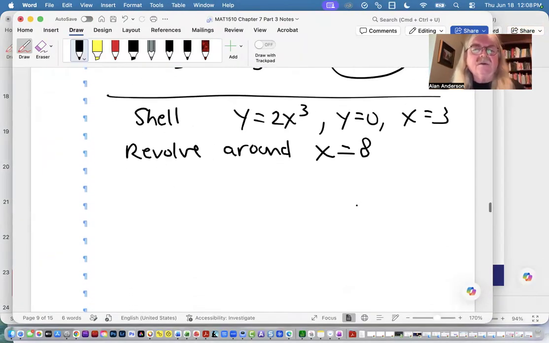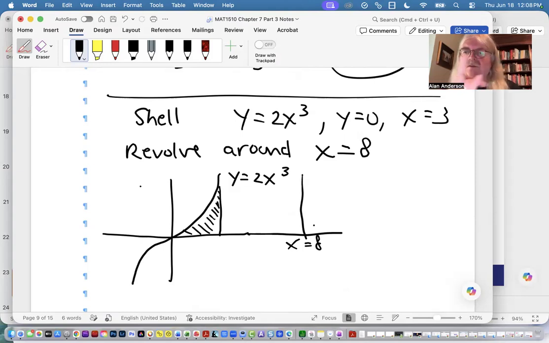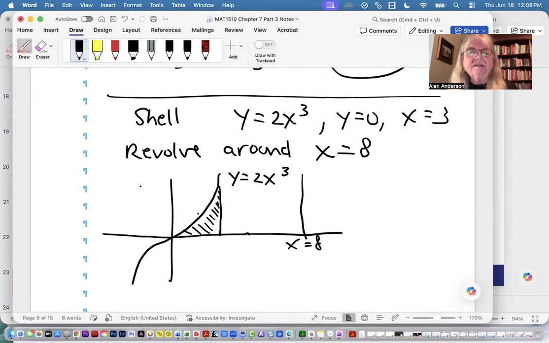All right, so we should be able to get a fairly good idea what this looks like. A y equals 2x cubed would look like this, roughly. And we only care about 0 and 3. But the axis of revolution is way out here somewhere. So it's going to go this way. Wow, that's strange. Oh, wait a minute, sorry. No, that's right. It does say to revolve around x equals 8. So what I meant is the rectangle will be here.